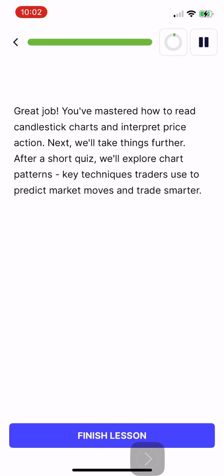Great job! You've mastered how to read candlestick charts and interpret price action. Next, we'll take things further. After a short quiz, we'll explore chart patterns, key techniques traders use to predict market moves and trade smarter.